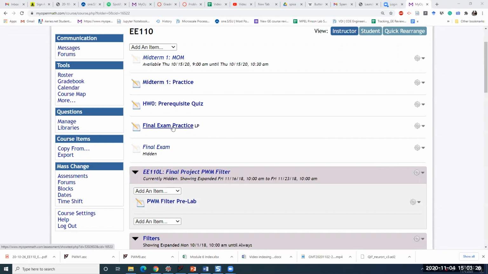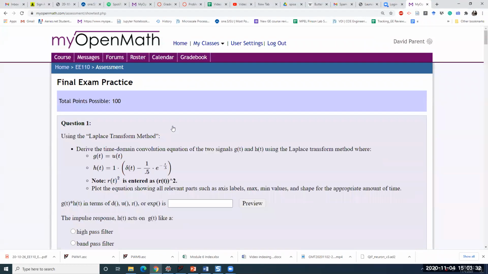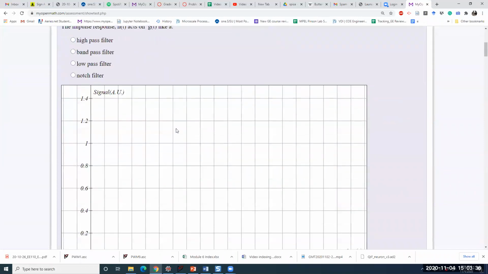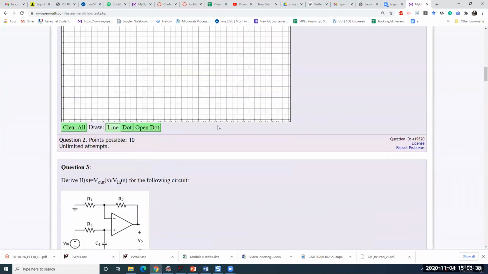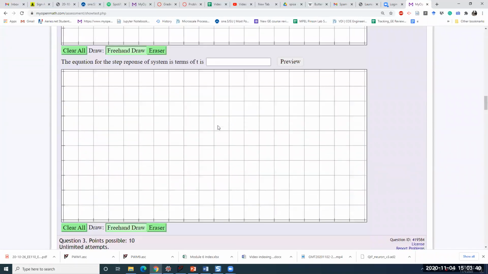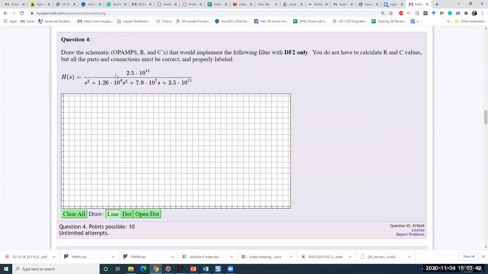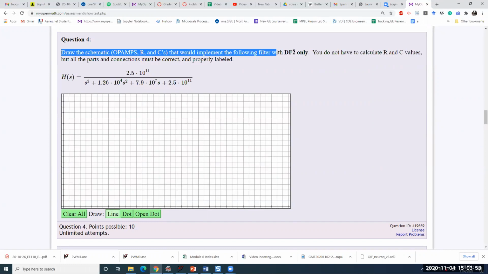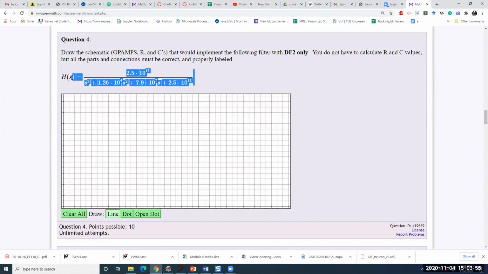you can come into MOM and see the final exam practice. Let's see. Yeah, it's a question at a time. So these are actually, the first three questions would be from midterm 1 on the final. But then looking at question 4, that would be actually like a midterm 2 question. And yeah, say, draw the schematic of a circuit with DF2 only to do this transfer function.